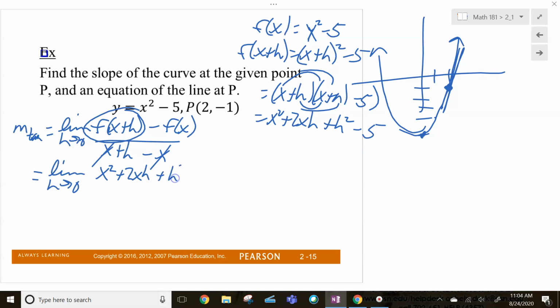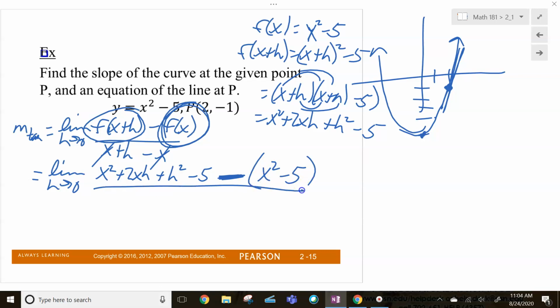plus h squared minus 5, minus, now I'm going to subtract the original function f of x, put that in parentheses because I got more than one term, x squared minus 5, all over x plus h minus x. Well, again, the x's are gone, I just have an h down there. Now when I distribute this, notice my x squareds are going to be gone. My minus 5 and the plus 5 are gone. So what I'm left with is 2xh plus h squared all over h.